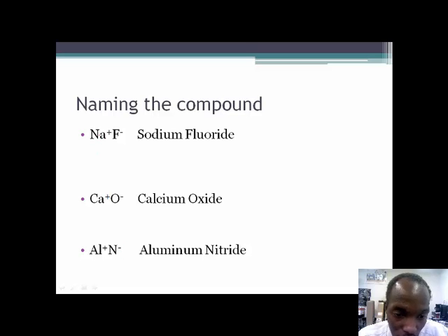Remember that because they lost an electron, they became positive, and the other became negative.